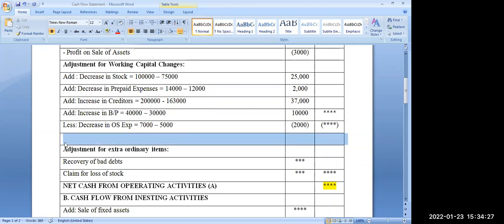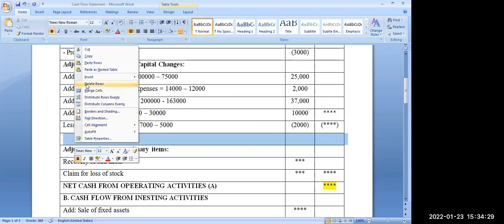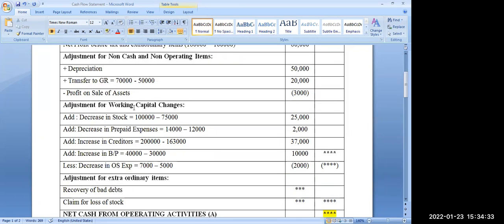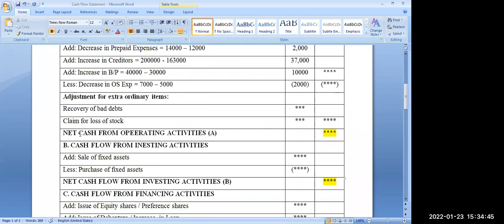So for the person who is starting the cash flow statement right now, what is the basic format we have to follow? The format is profit as the starting point, plus or minus non-cash and non-operating expenses, adjustment for working capital changes. Then again, if there is any extraordinary item, you have to adjust that. You'll get the net cash flow from operating activity.